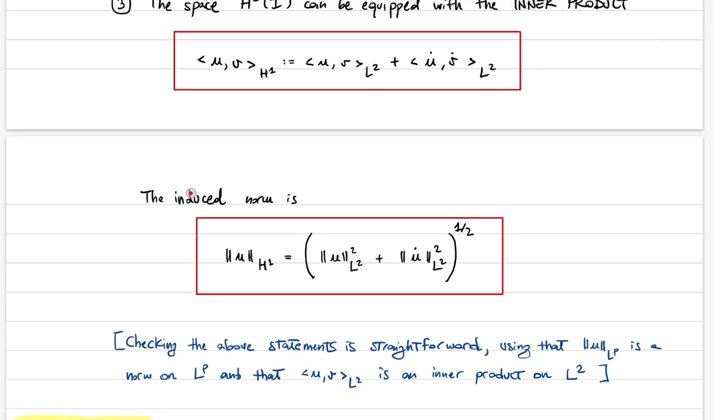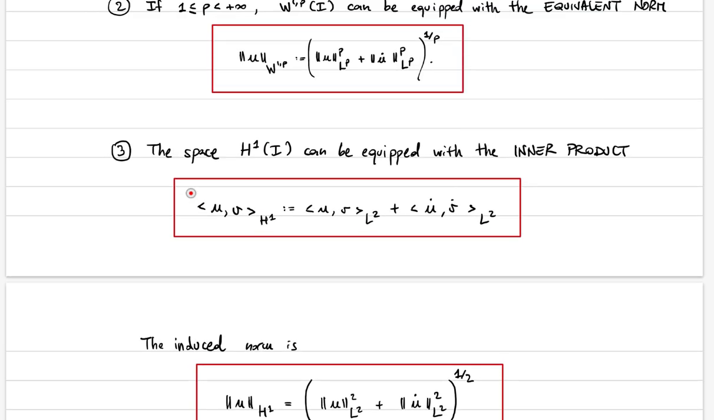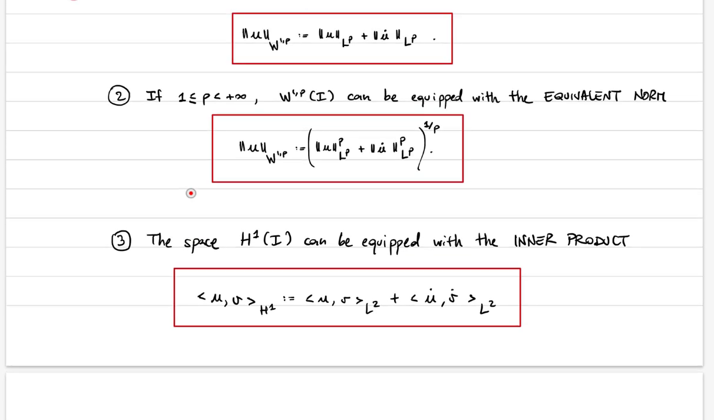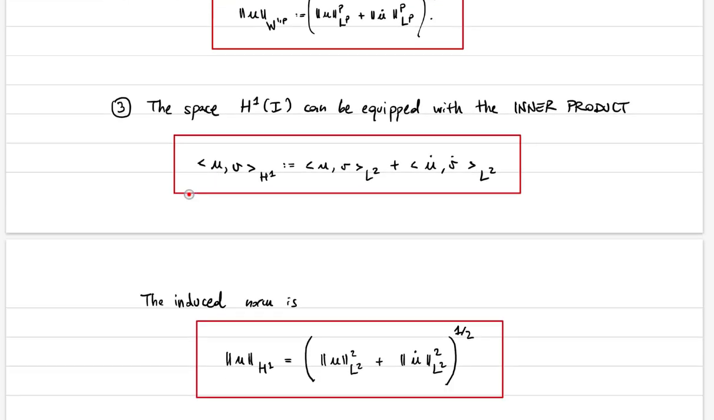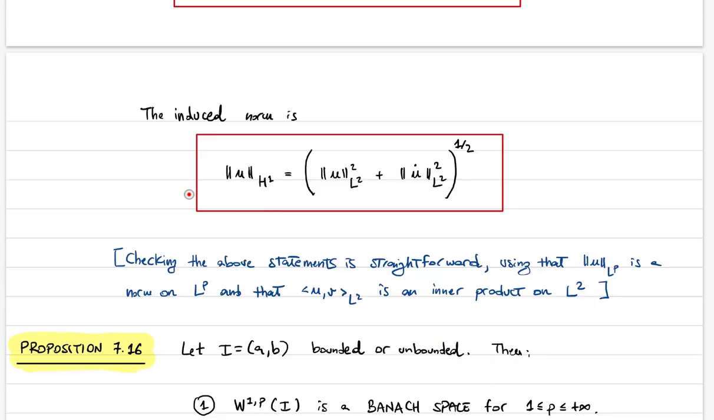So checking that these quantities are indeed norms on W1P is straightforward, because you can just use the properties of these guys. So these are all LP norms. They have their own set of axioms that they satisfy, and those axioms immediately imply that this is a norm, for example, on W1P. So I'm not going to check that directly.